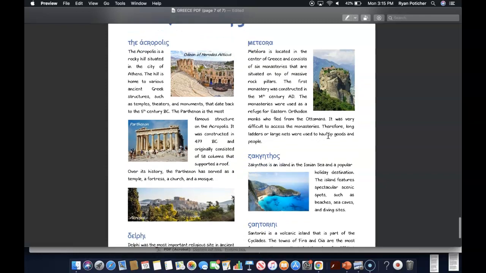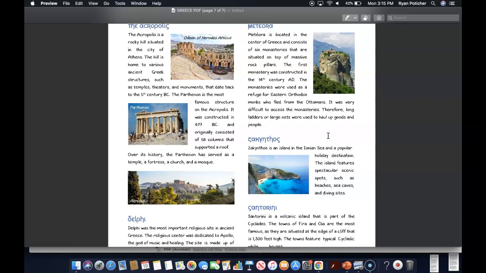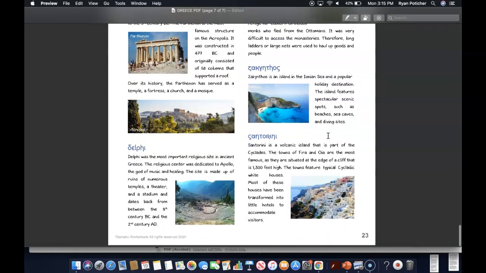The Acropolis. The Acropolis is a rocky hill situated in the city of Athens. The hill is home to various ancient Greek structures such as temples, theaters, and monuments that date back to the 5th century BC. The Parthenon is the most famous structure of the Acropolis, and it was constructed in 477 BC and originally consisted of 58 columns that supported a roof. Over its history, the Parthenon has served as a temple, a fortress, a church, and a mosque.